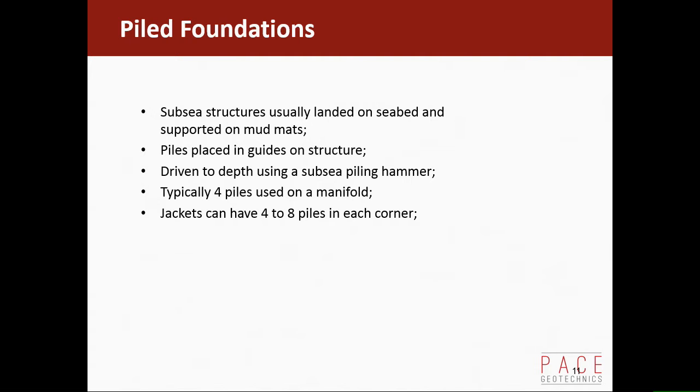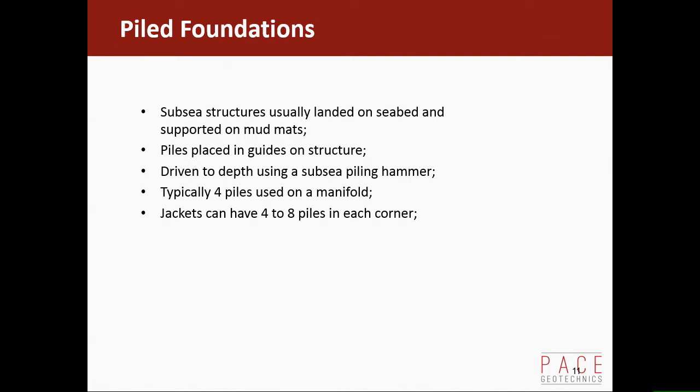Now if we go on to piled foundations, subsea structures are usually landed on the seabed, as I said, and then they're piled into the seabed. What we do is place pile guides on the structure, so you actually land the structure on the seabed, lower the pile into the guides, and hammer the pile to depth. If you have a subsea manifold, then you usually have 4 piles, 1 in each corner. That's just the standard practice. In theory, I think you could probably do it with 2 piles, say, but I've never seen anybody actually do that. And then jacket structures, they can have a lot more piles.